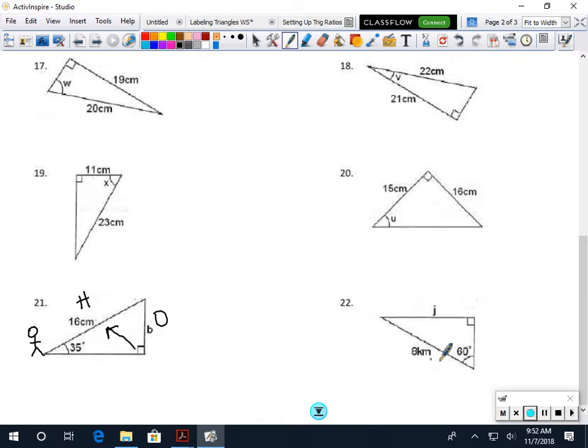Okay, similar on number 22. 8 kilometers is going to be across from the right angle, so that is the hypotenuse. If I'm standing here at the 60-degree angle, then I know that J is the side that's farthest away, so this would be labeled O. Right, so that's how we label the triangles: O, A, or H.